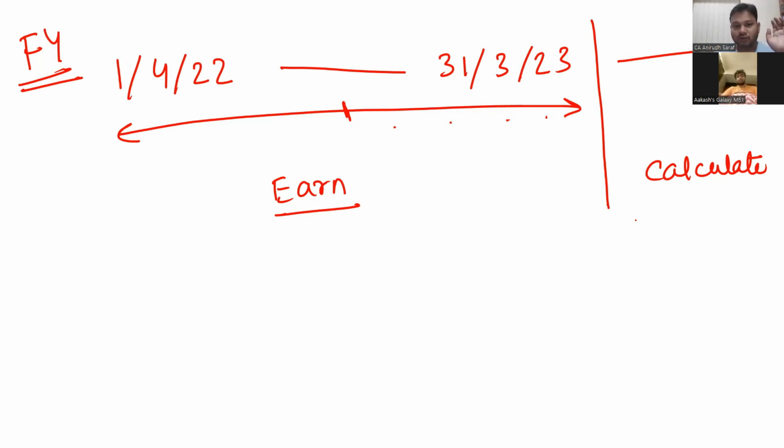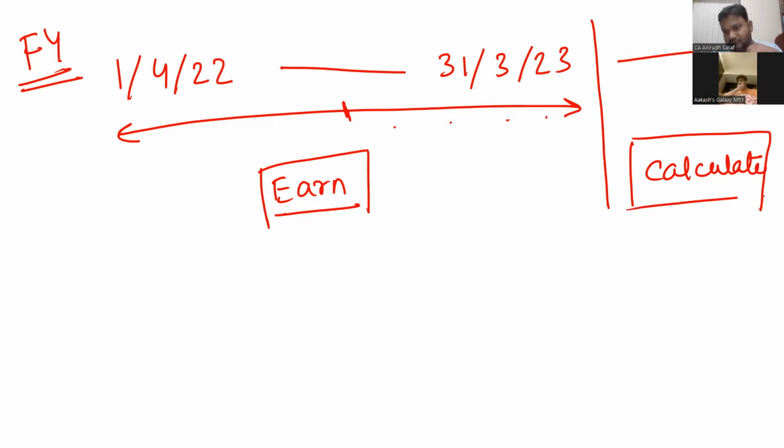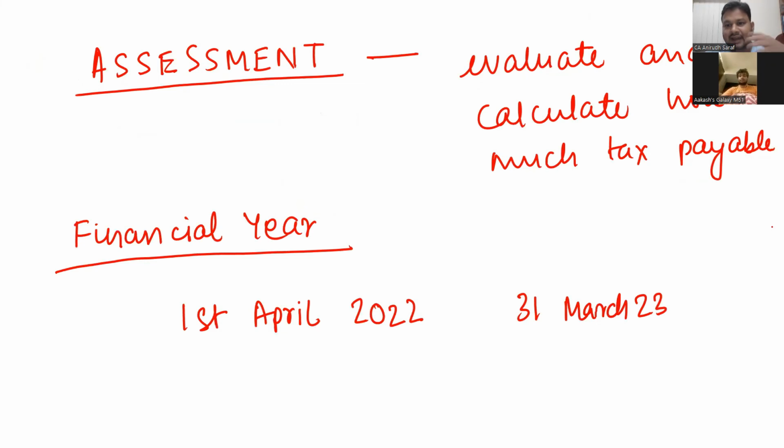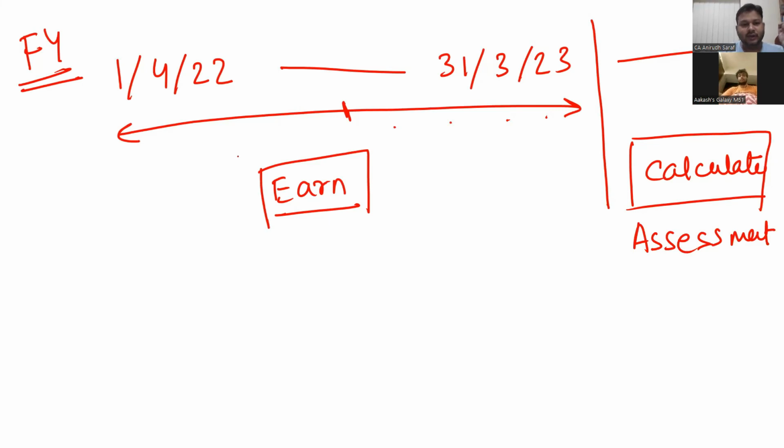So this is the time for earning. This is the time for evaluation, calculation, or basically I can say assessment. We discussed the word assessment right now, no? Assessment means evaluate, calculate how much tax is payable, etc. So during the financial year you were earning the money. After the year is over, that is the time you will do the assessment. Clear? Let me move on then.